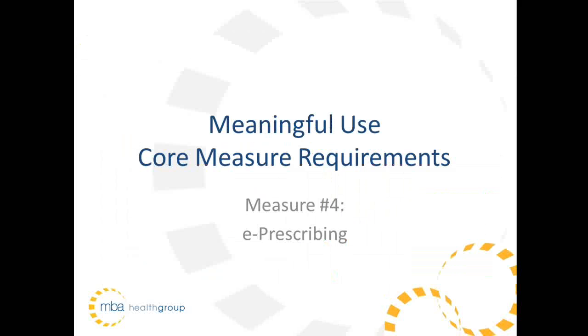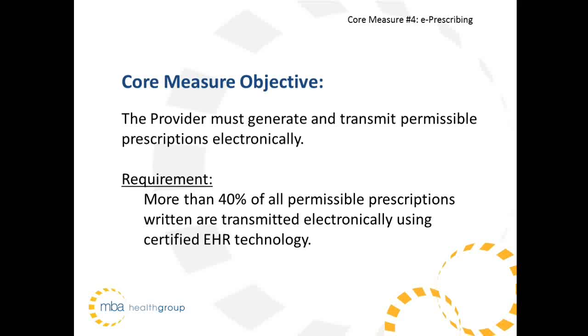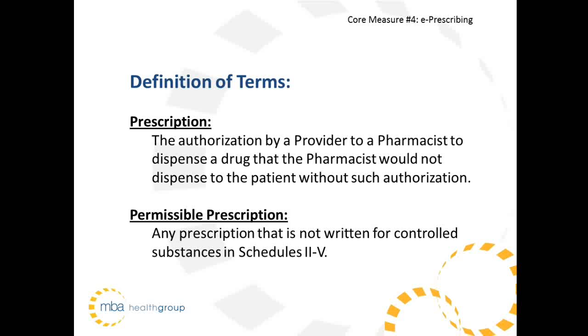So moving on, meaningful use core measure number 4 is e-prescribing. The objective of this measure is to generate and transmit permissible prescriptions electronically. To meet the requirements of this measure, more than 40% of all permissible prescriptions written must be transmitted electronically using certified EHR technology. So there are two terms we need to define here before moving on, prescription and permissible prescription.